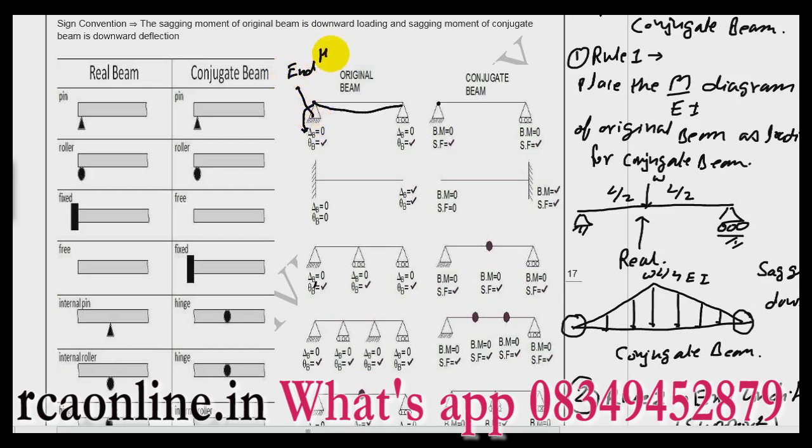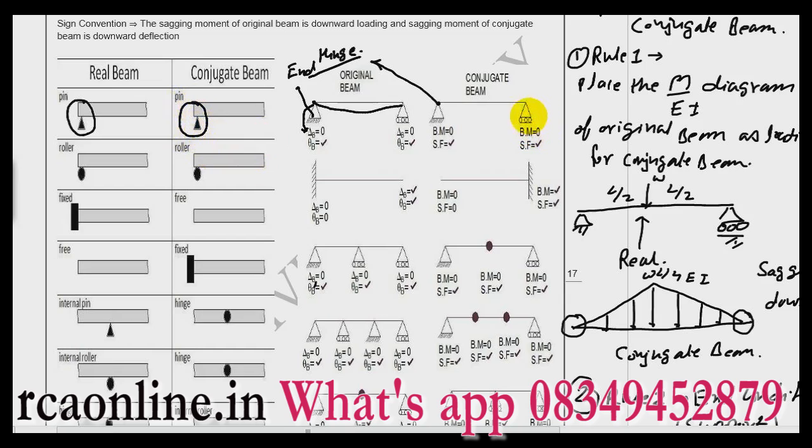So this is an end hinge. For an end hinge, I will have bending moment 0 at the end, and I will have shear force which shows that I have theta. So the end hinge remains an end hinge. This is the first thing, that an end hinge, also known as a pin, remains an end hinge in the conjugate beam.